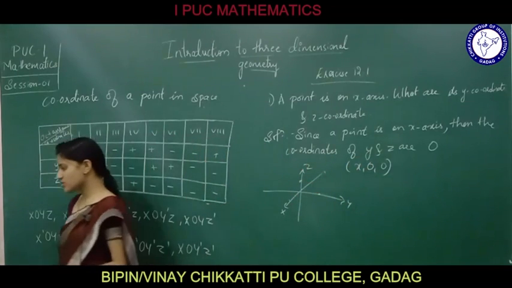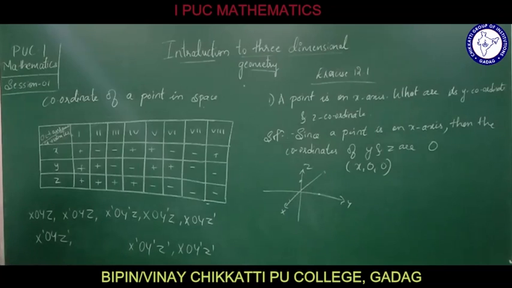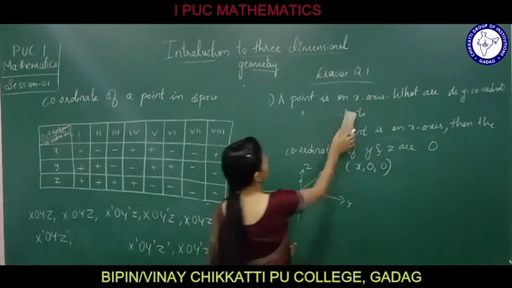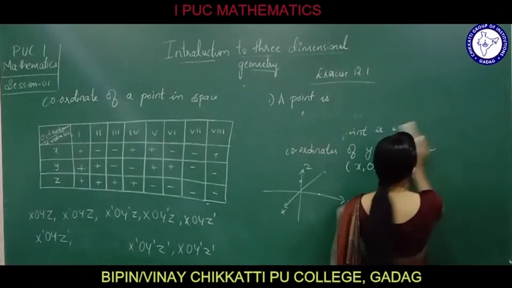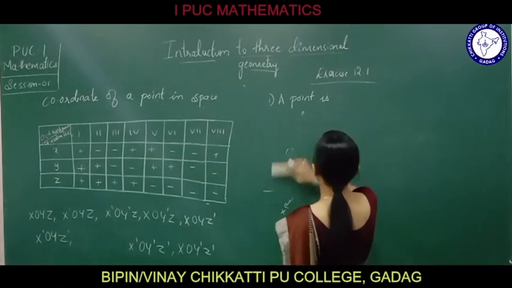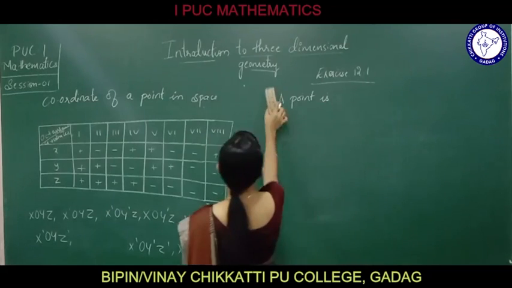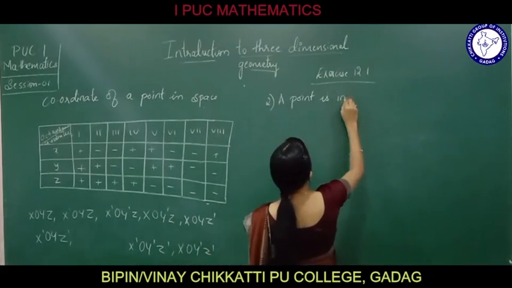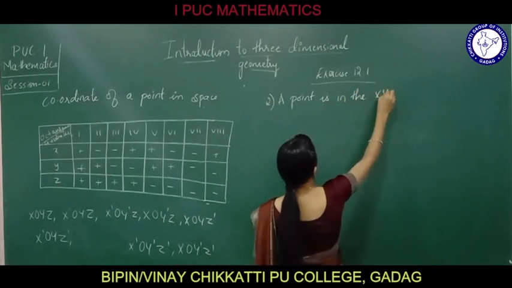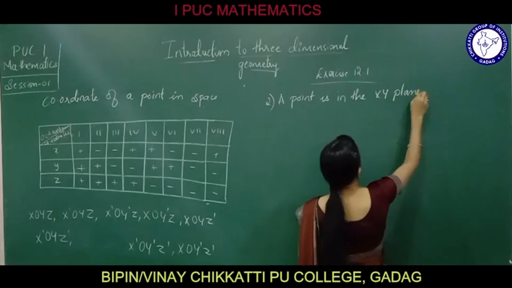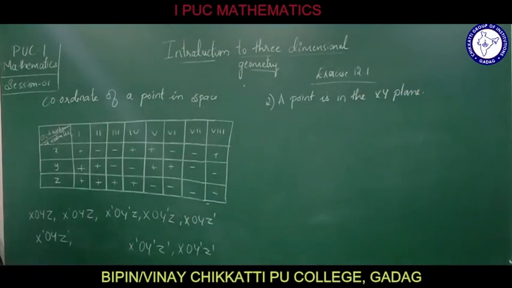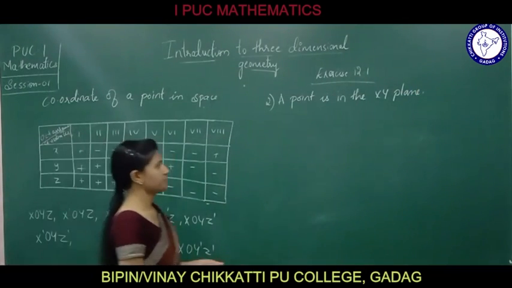So what is the next question? Look at the second question. What have they given? A point is in the xy plane. What are we supposed to find? What can you say about its z coordinate?